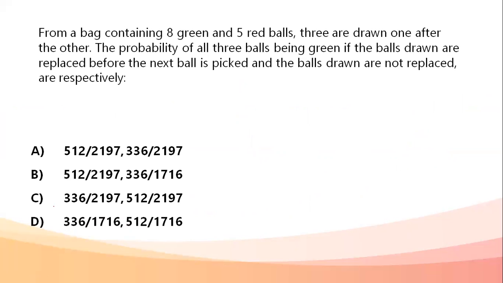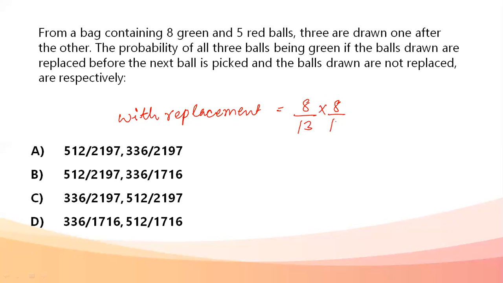From a bag with 8 green and 5 red balls, 3 are drawn one after the other. The probability of all 3 balls being green, if the balls drawn are replaced before the next ball is picked and if the balls drawn are not replaced, are respectively. Okay, now the probability with replacement I'm talking about first. 8 green and 5 red. With replacement, the first is going to be 8 by 13. I need a green ball. Next, again it becomes 8 by 13 into 8 by 13.